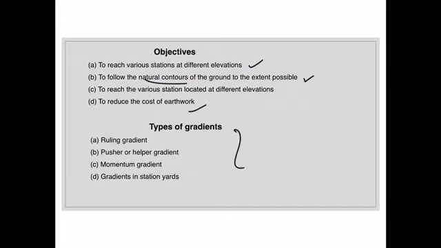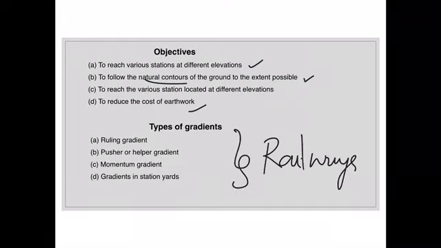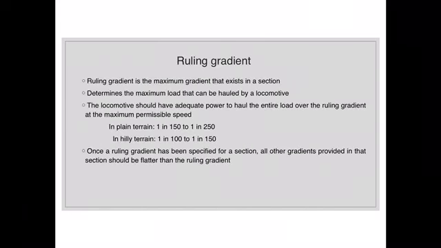Now the various types of gradients provided in the railways can be considered under four headings. The first one is the ruling gradient, second the pusher or helper gradient, then the momentum gradient, and gradients in the station yards. We will discuss what all these gradients are, when they will be provided, and what are the limitations. Here first we'll talk about the ruling gradient. As the name indicates, the ruling gradient is nothing but the maximum gradient that can exist in any section of the track. So why is it required?